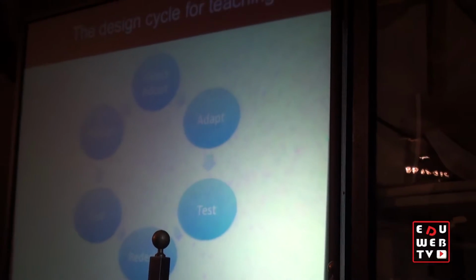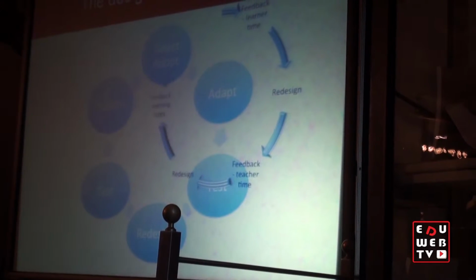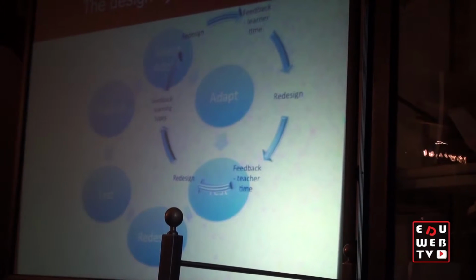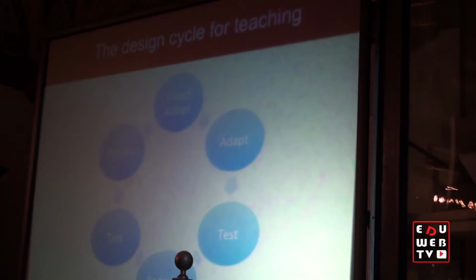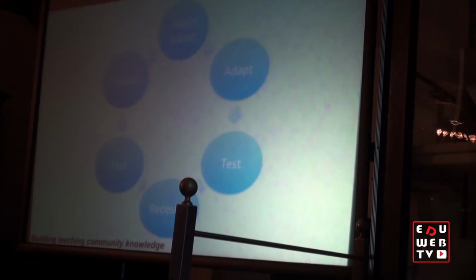So graphically speaking, it's like a design cycle. You start with something which you can take from somebody else, you can adapt it, and in the adaptation process, you're getting feedback, and you can go and redesign, and you get more feedback on what kind of learning experience you've created, and then you can redesign, so that's another design cycle. You test it with your students, and then redesign it, and then test it again. When you've got something you like, publish it.